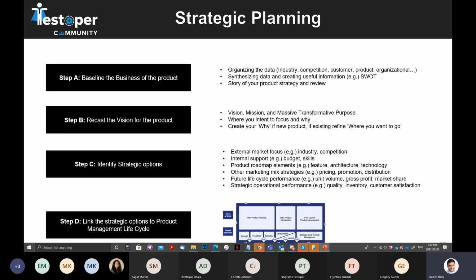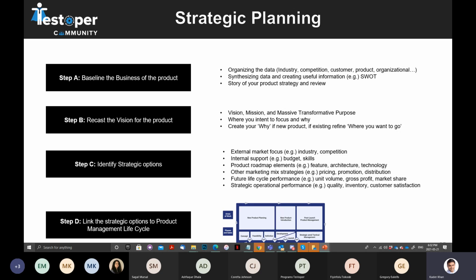Right, and the third point is something that I covered. If it's a new product, you have to decide why you are creating this new product. If it is an existing one, you have to decide, okay, I already have a product, where do I want it to go with this product? Expand the market share, expand the customer base, and attract new customers to buy the product, whatever it can be. So the second important thing is you have to really recast the vision of the product.